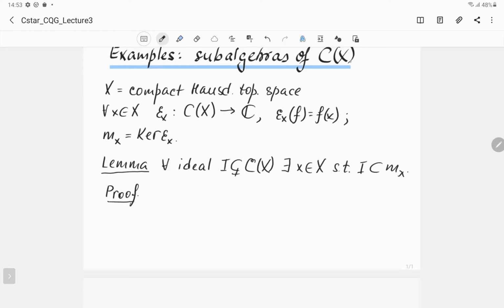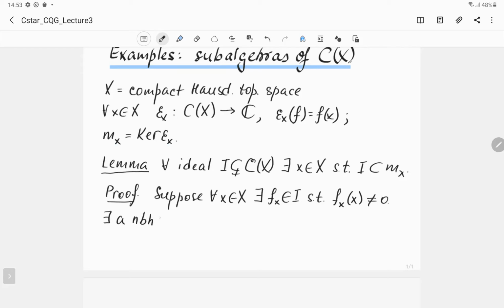Suppose that this is not the case. So suppose that for each point x in our space, we can find a function f_x in our ideal such that this function doesn't vanish at x. Well, f_x is continuous, so if it doesn't vanish at x, it doesn't vanish on a suitable neighborhood of x. There is a neighborhood U_x of x such that for each y in this neighborhood, f_x(y) is not 0.